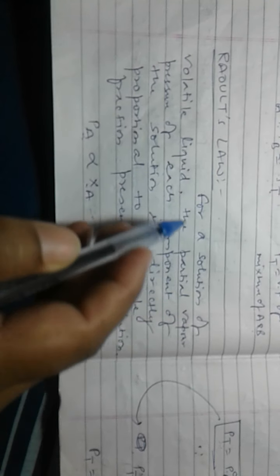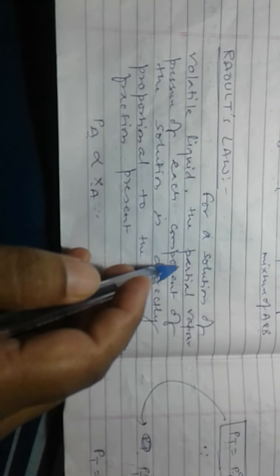Now you come to Raoult's law. What is Raoult's law? For a solution of a volatile liquid, the partial vapor pressure of each component of the solution is directly proportional to the mole fraction present in the solution. That means if A and B are mixed together, then the vapor pressure of A and the vapor pressure of B separately, and the vapor pressure of A is directly proportional to the mole fraction in the solution.